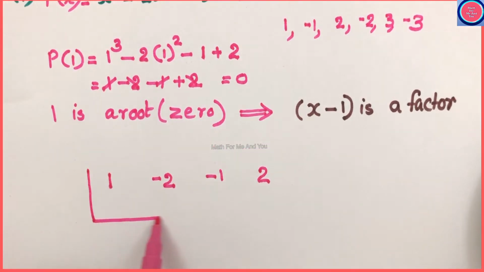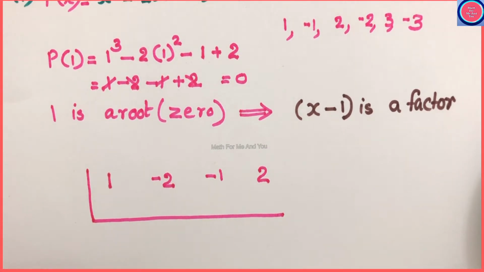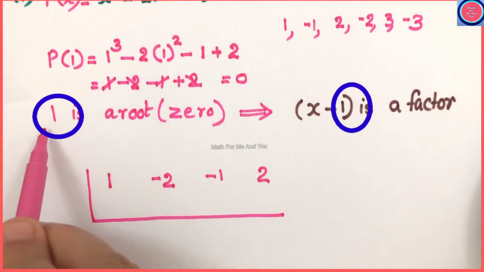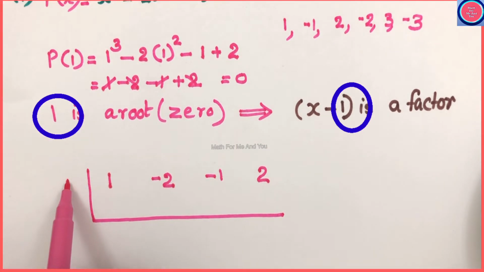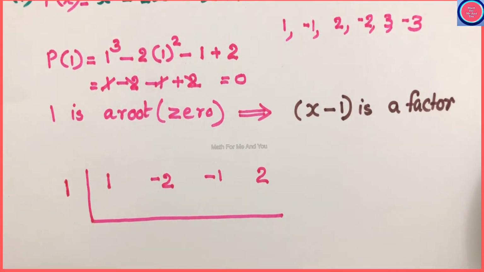See the division line? I am doing it this way. Divide by x minus 1. But we will write 1. What is 1? 1 is a root. In this type of special division, instead of the factor we are writing a root for dividing. Now we can start division.